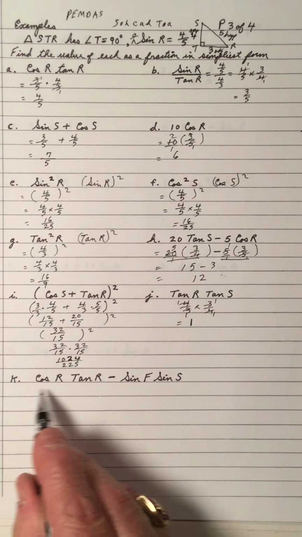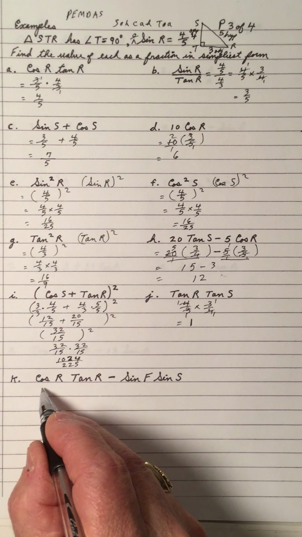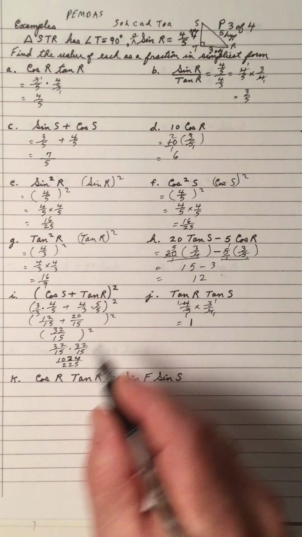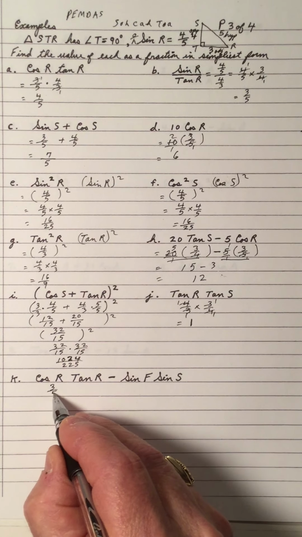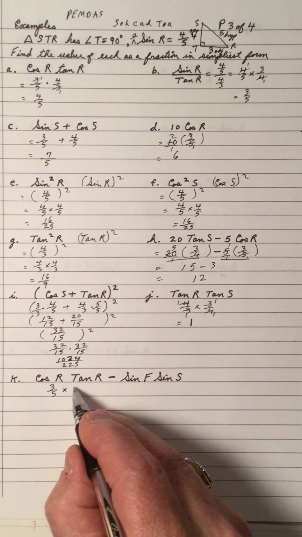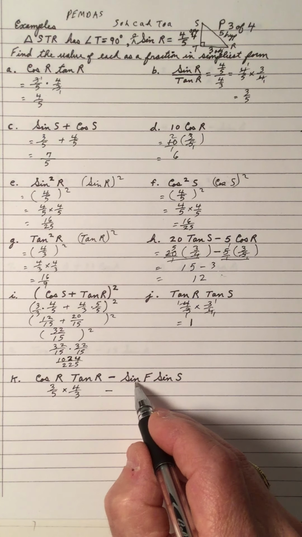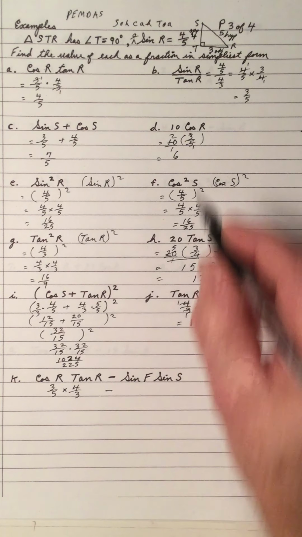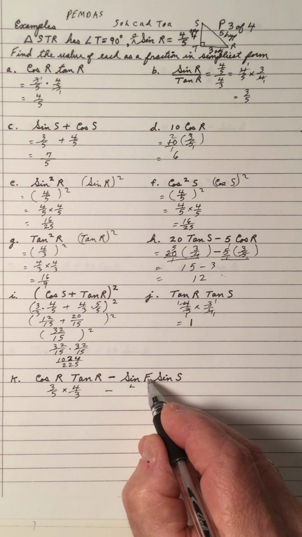Okay, I have a multiplication, so I fill in all these first. So the cos of r is 3 over 5, times the tan of r is 4 over 3. Subtract the sine of r. Sine of r is 4/5. Sorry, the sine of f.